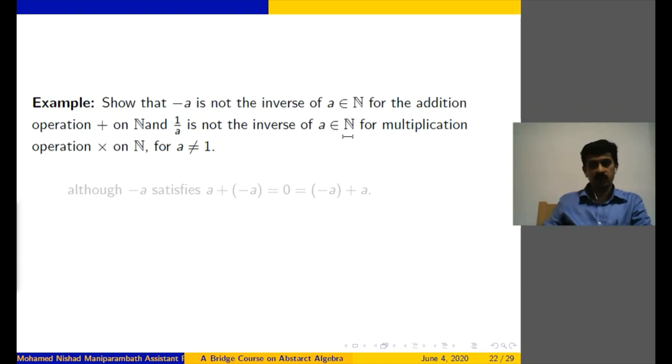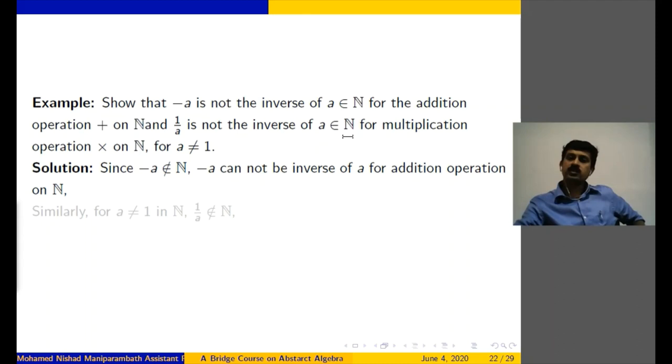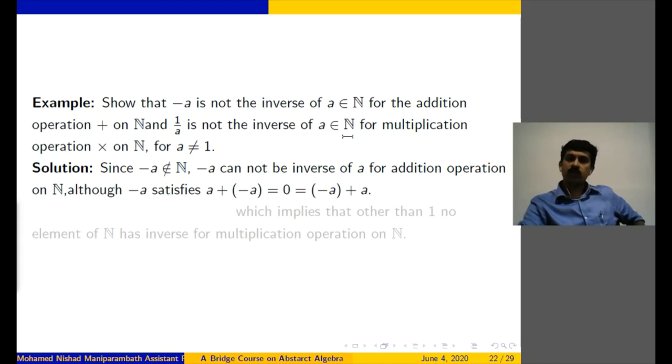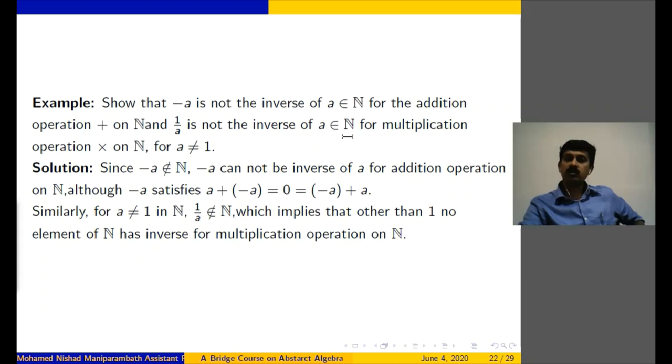Similarly, for A not equal to 1, 1 by A should be a rational number, which is not available in N. Therefore, we can say that minus A doesn't belong to N, so minus A cannot be an inverse for addition on N, although minus A satisfies A plus minus A equal to 0 and minus A plus A equal to 0. Similarly, 1 by A doesn't belong to N, which implies that other than 1, no element of N has an inverse for the multiplication operation on N.